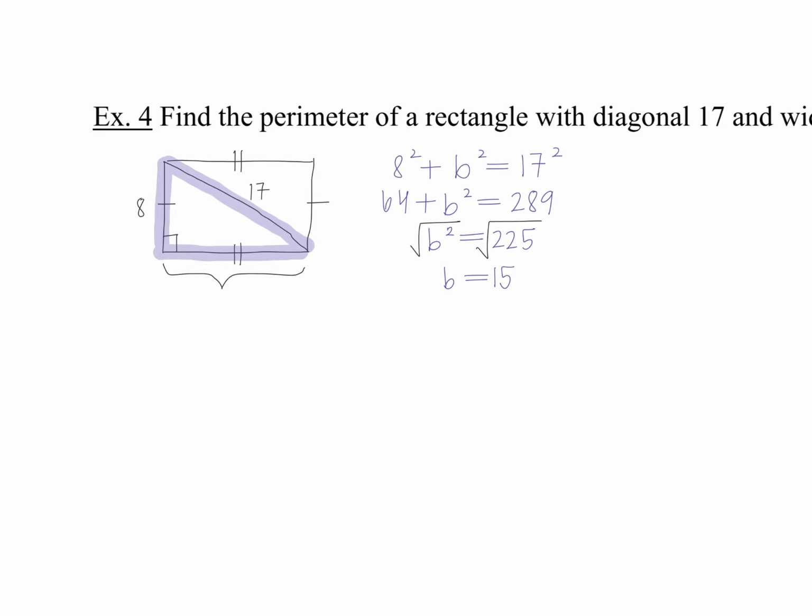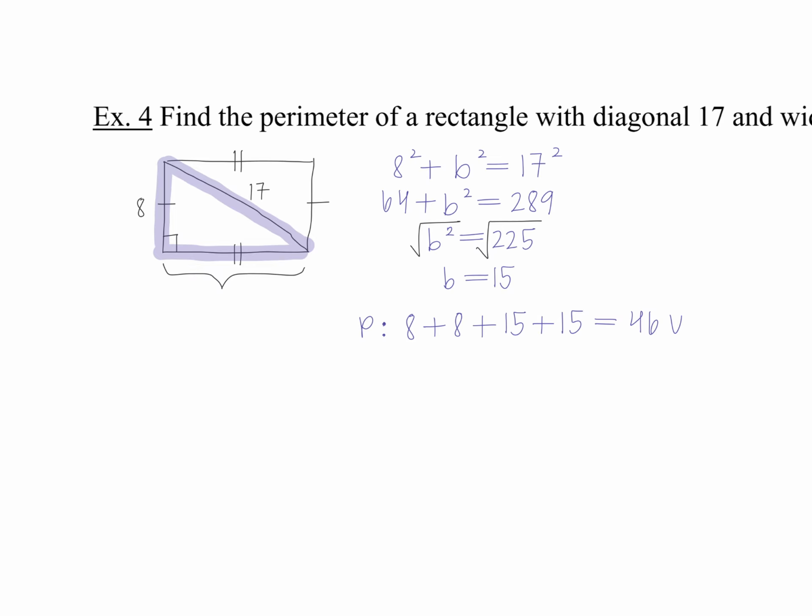Okay, so to find my perimeter, we are going to add up the 8 plus 8, my 2 widths, plus my 2 lengths, so 15 plus 15. Or if you know the perimeter formula for a rectangle, it's just 2 times length plus 2 times width. Same thing. You're going to get 8 plus 8 is 16, plus the 30 that I'll get from 15 plus 15, which gives me 46.